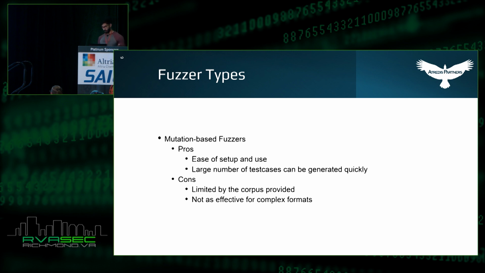Next, we're going to go over mutation-based fuzzers. These fuzzers take in some input called a corpus, and they mutate the corpus using techniques such as bit flipping. And the pros of these kind of fuzzers, they're very easy to set up and use, and you can generate a large number of test cases in a small amount of time and without a lot of resources.